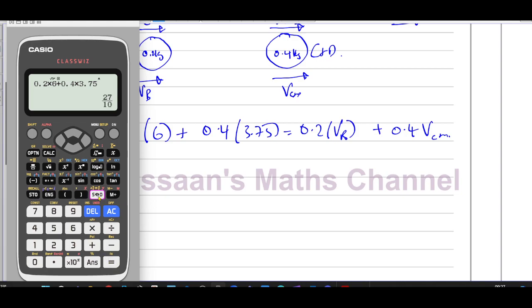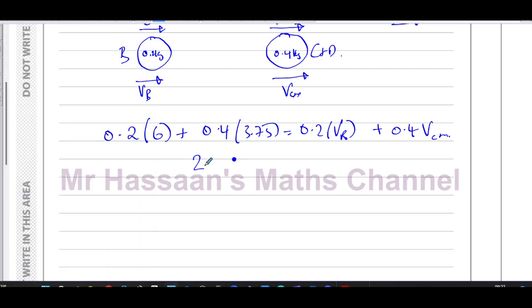Okay, that gives us 2.7. So you have 2.7. Okay, and you're going to have minus 0.2 times VB is equal to 0.4 times V, C and D, which we're trying to find. Now, you see, the velocity of C and D together at the end will be the biggest possible value if the velocity of B is as small as possible, because you're going to have 2.7 minus 0.2 times the velocity of B.